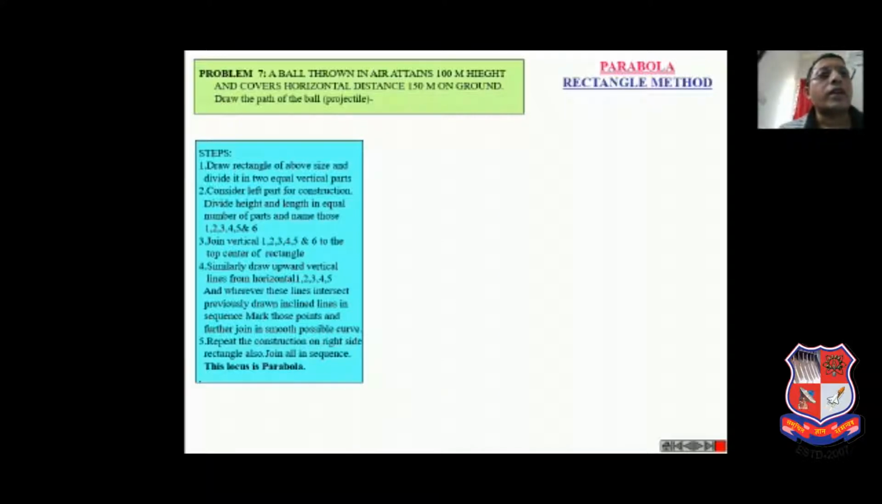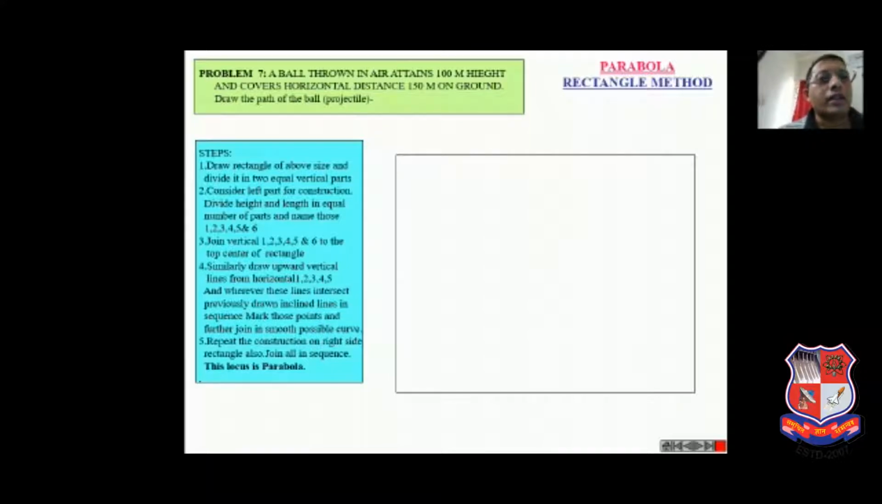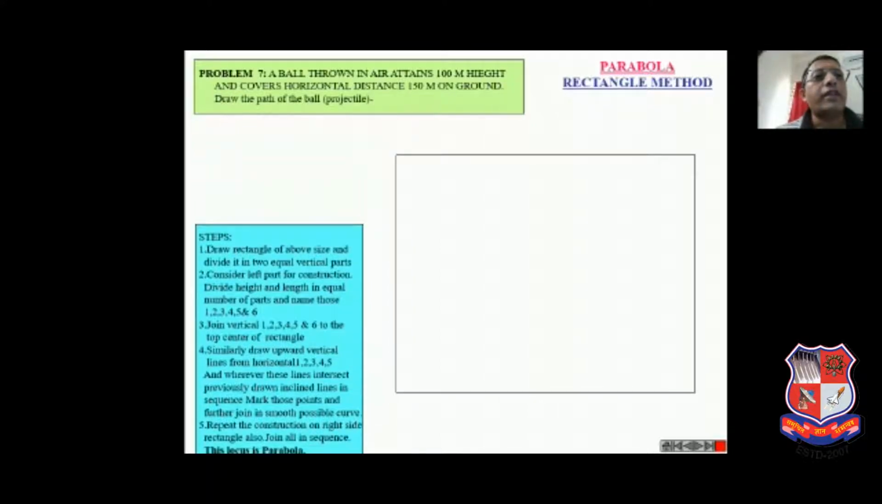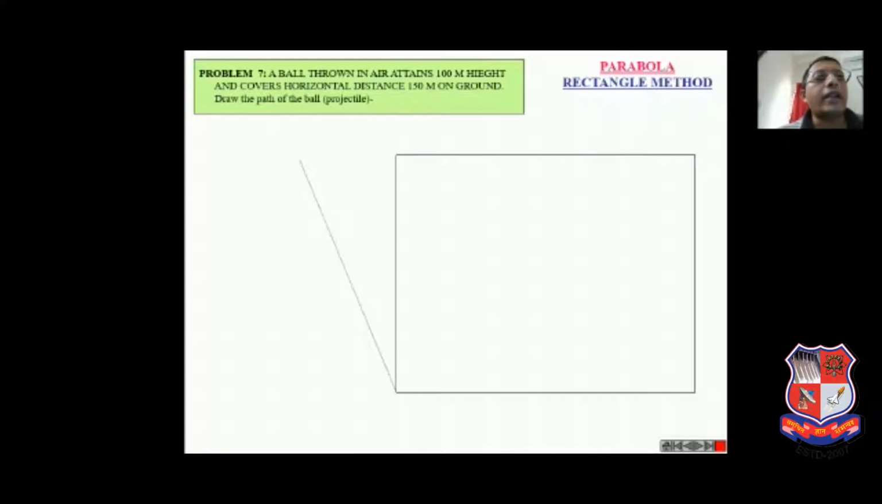So first of all we will draw rectangle. Horizontal distance is 150 meter and vertical distance is 100 meter. Now we divide this rectangle into two equal parts. So first of all we consider left side or left part. So vertical distance is our 100 meter. So first of all we divide this vertical line into any equal number of parts. Here we have divided into 6 number of equal parts.